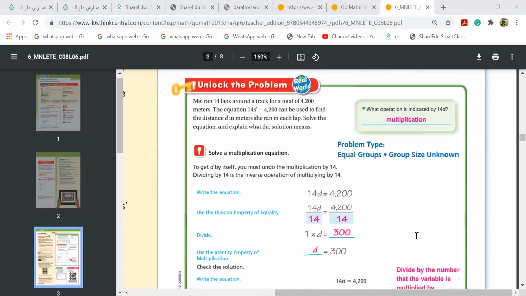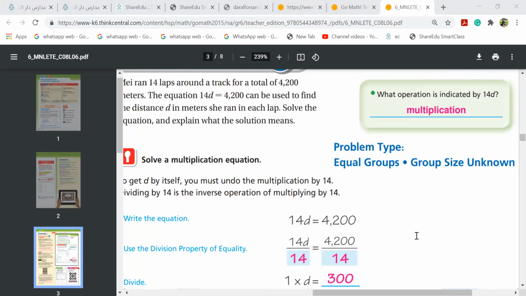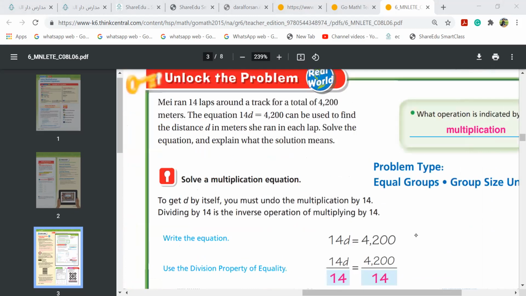Let me read. May ran 14 laps around a track for a total 4,200 meters. Okay. 14 laps. They did not tell you one lap has how many kilometers. So 14 laps is 14D. They already gave you in the question. And total how much? It is 4200. Now let me come to white screen.